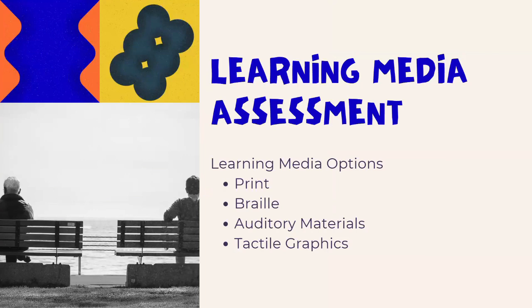Next, learning media assessment is used to determine the most effective way for a student to access educational materials. For learning media options, we have print materials like large print books or high contrast texts. We have Braille for students with profound vision loss, auditory materials like audiobooks, screen readers, and voice to text applications, and tactile graphics like raised line maps and diagrams. A proper LMA ensures that students use learning tools that match their strengths and abilities.